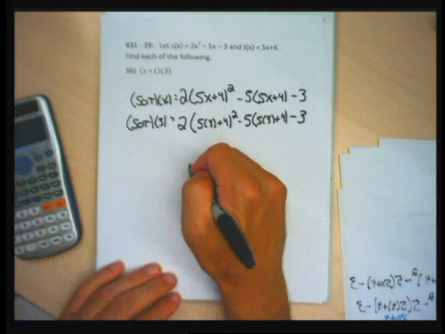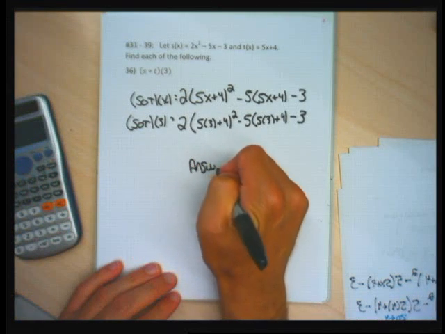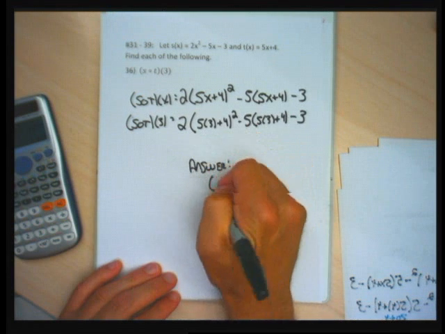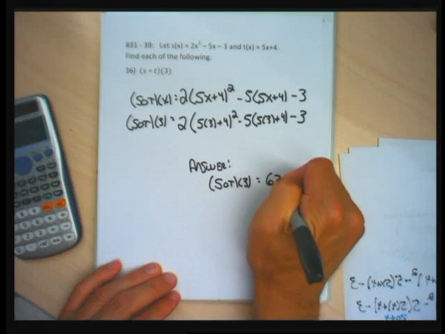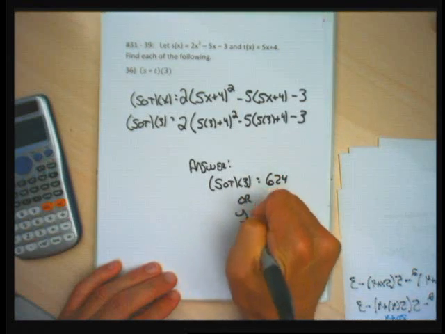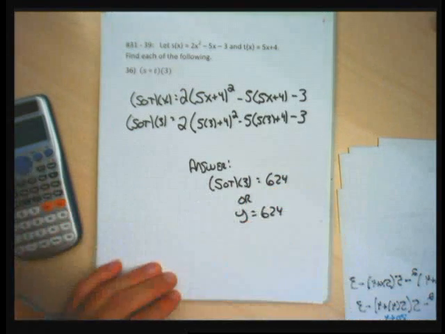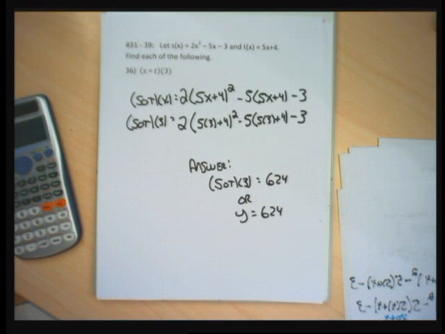So for my answer, I could definitely do that by hand if you have the desire. You can go s composed with t of 3 equals 624, or you can say y equals 624. It wouldn't be right to say x equals 624 because x is equal to 3.